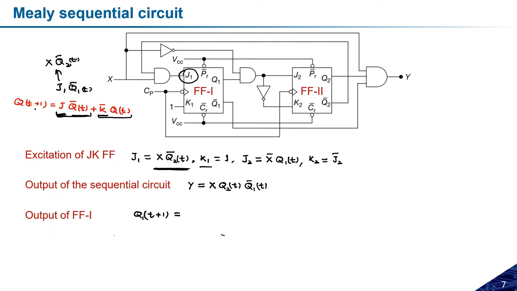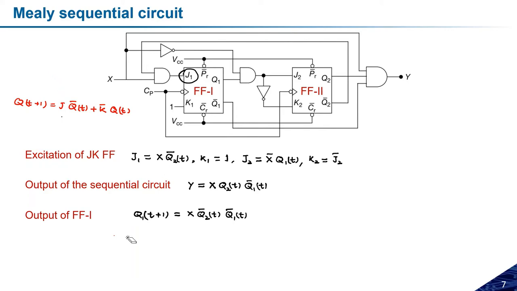So in total, Q1(t+1) will be X into Q2 bar(t) and Q1 bar. If anyone has any doubt, you can ask. See here, simply K bar is here and K is one, so this term will become zero. Now I will have only this term, J1 into Q1 bar, and J1 is nothing but X into Q2 complement. So X into Q2 complement will replace J1, and the Q1 complement is already there. So Q1(t+1) will be X into Q2 bar into Q1 bar. This will be the expression for the first flip-flop output.